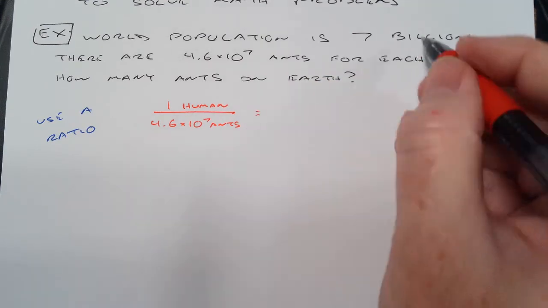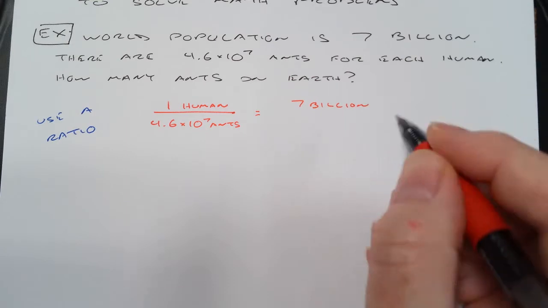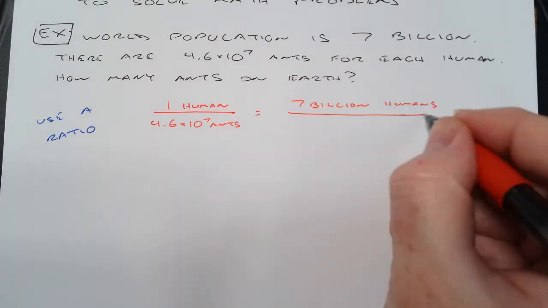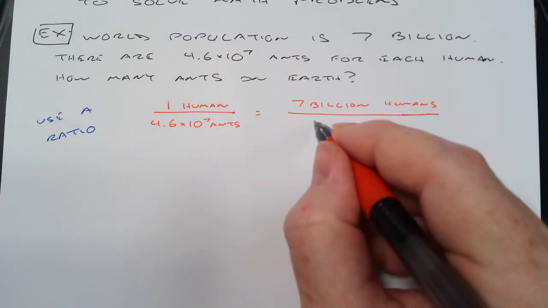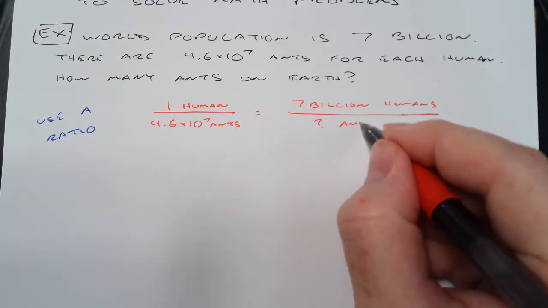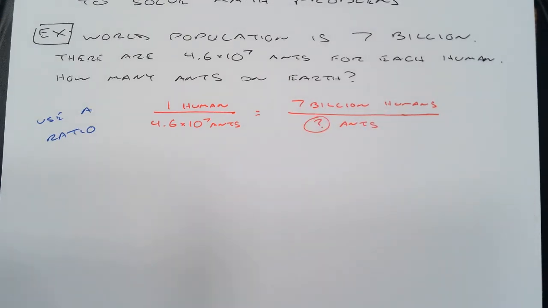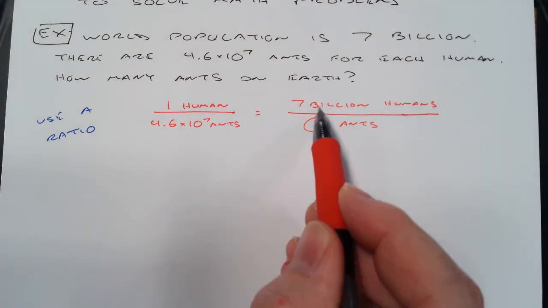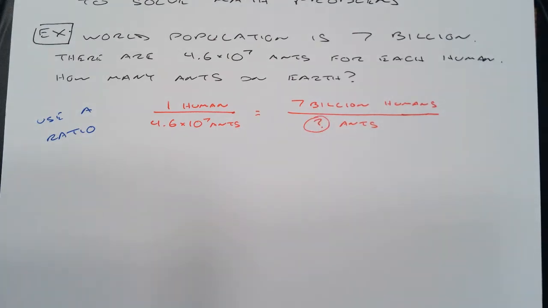But we have, on the planet, 7 billion humans. So 1 human means this many ants. 7 billion humans means question mark ants on Earth. We don't know this. This is the unknown that we're trying to find. But these ratios will help us find the unknown because all we have to see is how the numerator in the ratio changed, and the same rule has to be followed for the denominator.